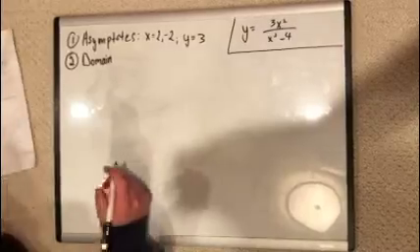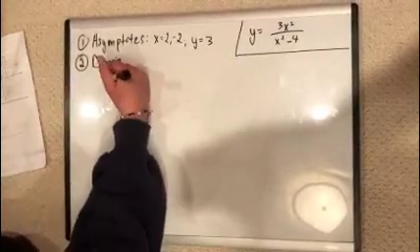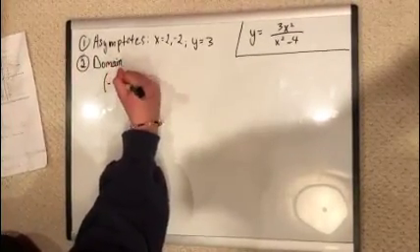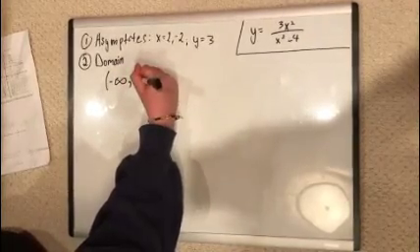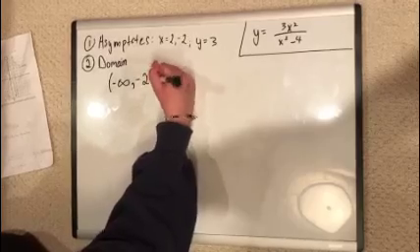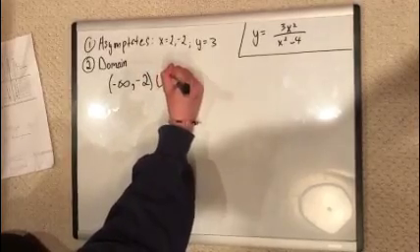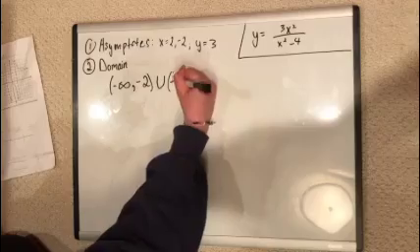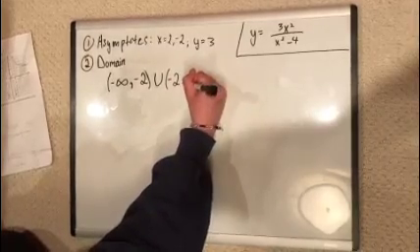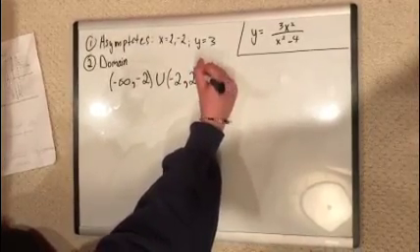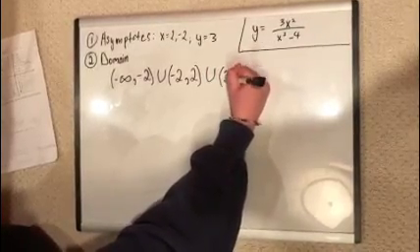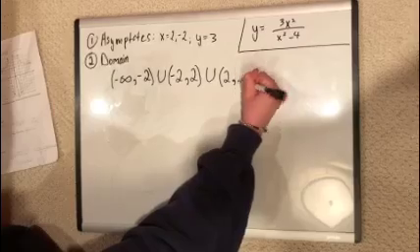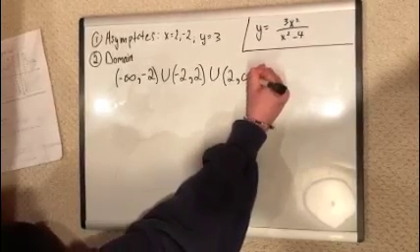Okay, next you use the asymptotes to find the domain. So it's going to be negative infinity to negative 2, because that's the leftmost asymptote. Union, where it joins up again, negative 2 to 2. And then it breaks at the asymptote. And the last union, 2 to positive infinity.